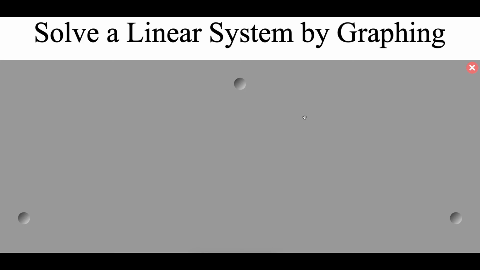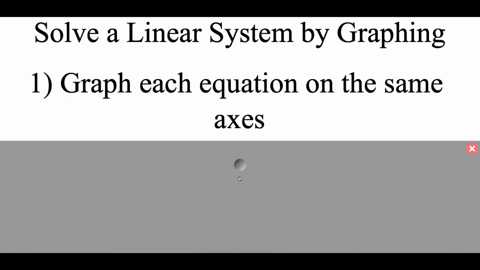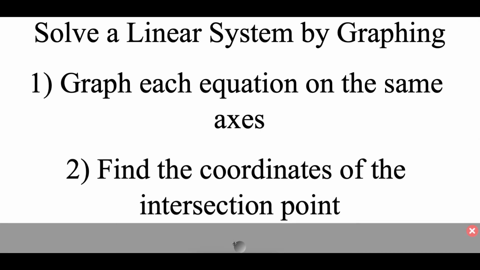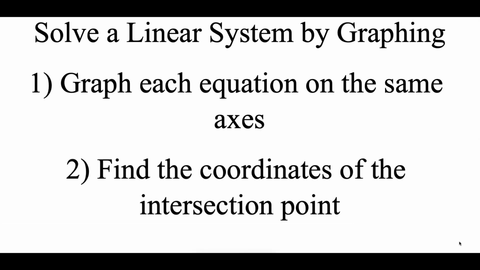When we're doing so graphically, we're going to graph out each equation on the same set of axes. And what we should notice is that our two lines are going to cross at a specific point. We want to identify the coordinates of that intersection point. Wherever your two lines intersect, that point is going to be your solution to the system of equations.